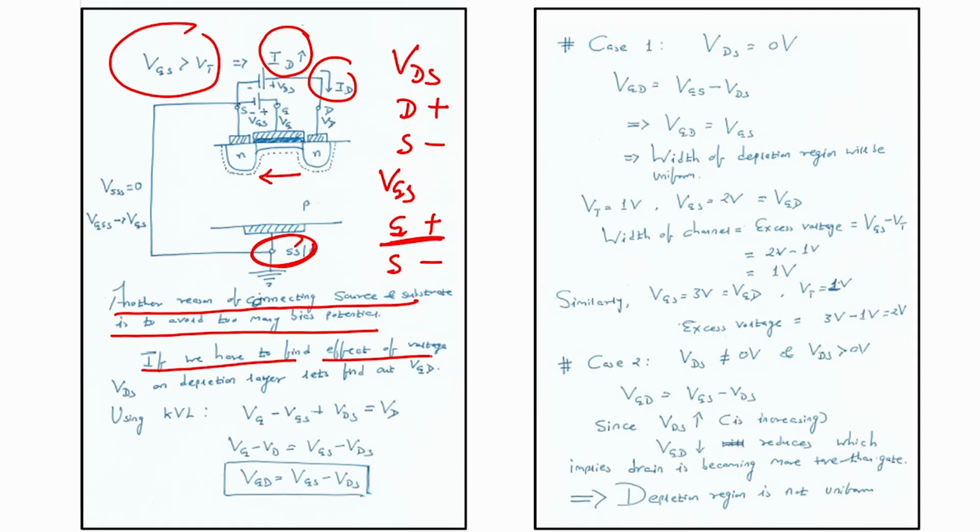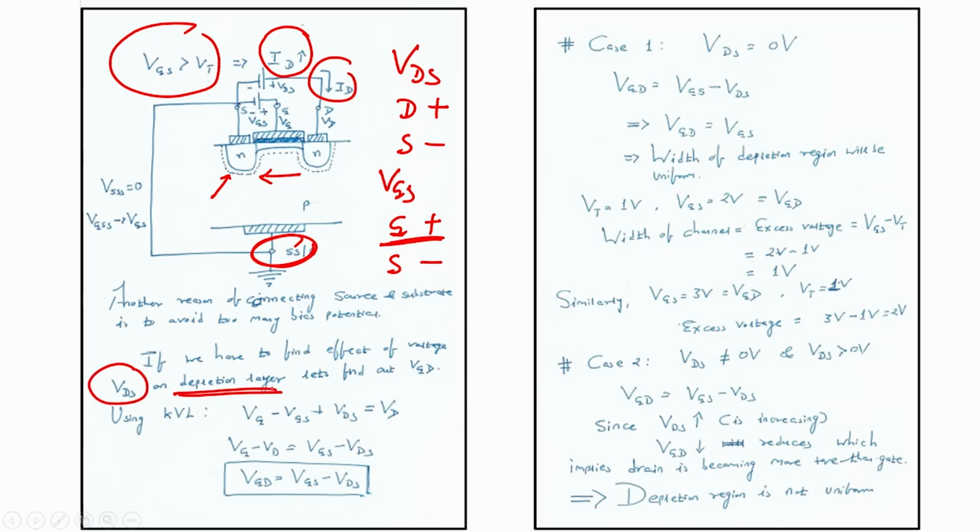Next, let us find the effect of voltage VDS on the depletion layer. What will happen? We have to find VGD, because we need to understand the difference in the voltage developed between gate and drain when finding the effect of VDS. So I have to find the voltage across gate and drain.